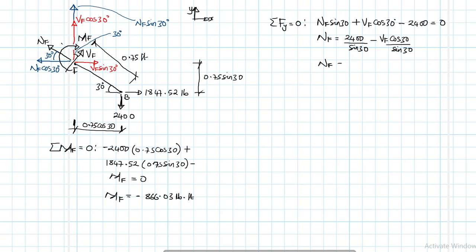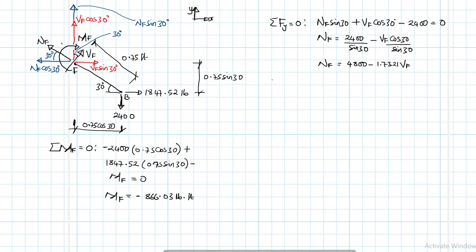Therefore our NF, if we simplify it further, it becomes 4800 minus 1.7321 VF. This number is not too good, but we can still use it. It's not bad. Alright, there we go.